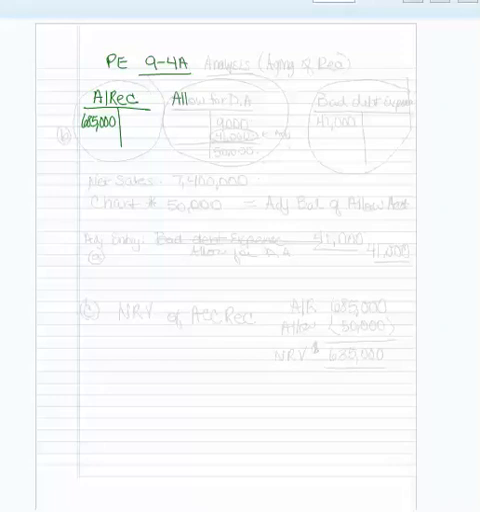Allowance for doubtful accounts, what's the balance? Debit or credit? $9,000. And net sales for the year total $7 million. Okay, net sales $7,400,000.